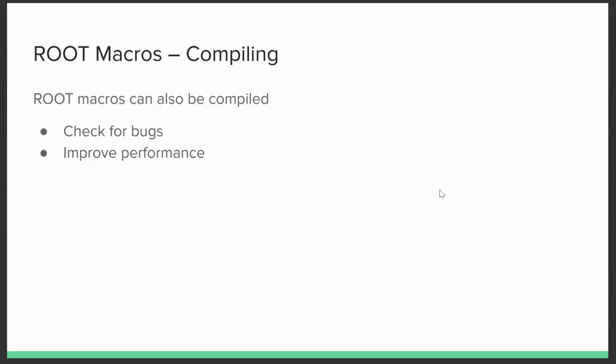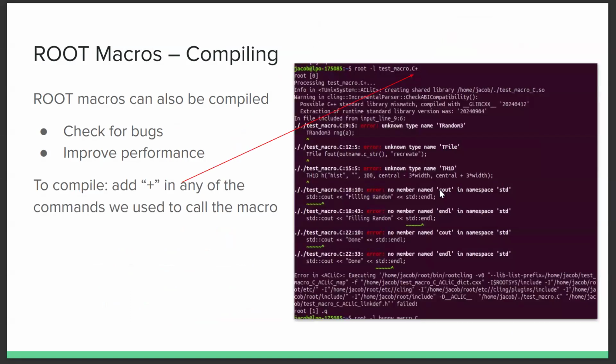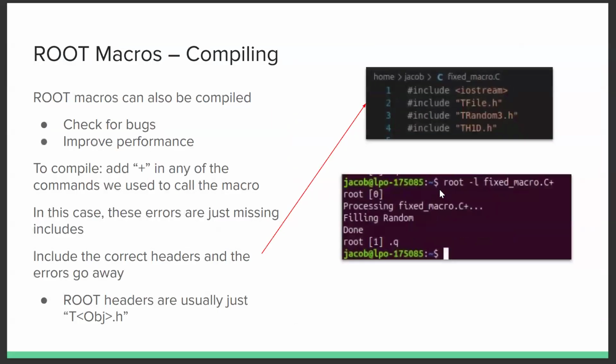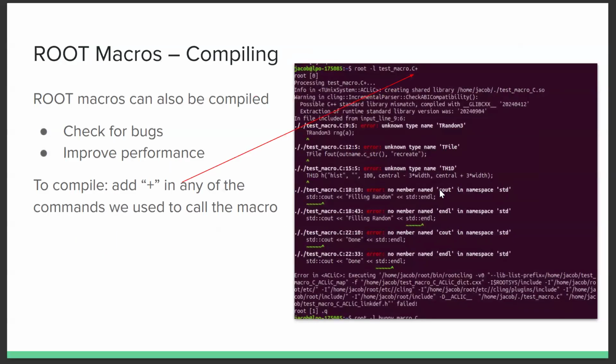Okay, so that's using them by compiling just in time, but you can also compile them and then run them multiple times. This helps you check for bugs and helps improve performance as well. To do that, you just add a plus sign in any of those commands, whether that's on the system command line or in any of those 3 ways, and then it will compile it and run it. You'll actually have a shared object that you can then run within root.